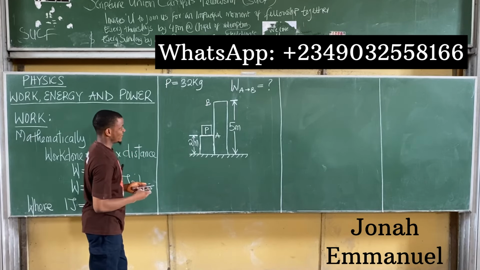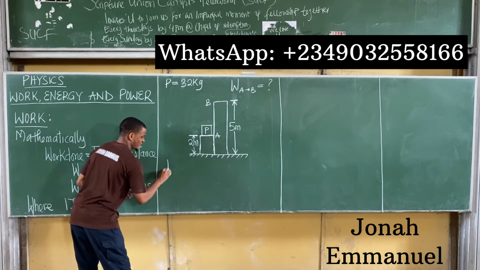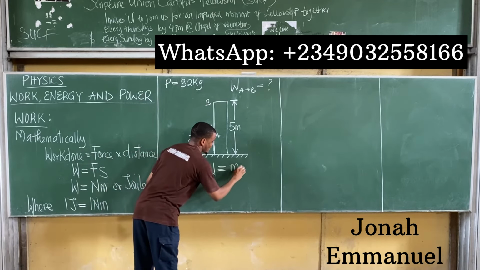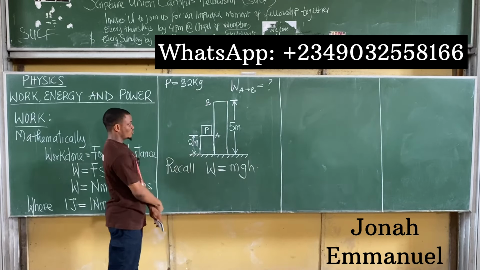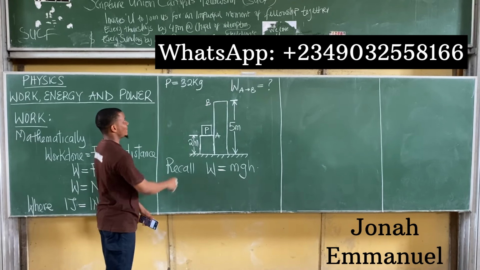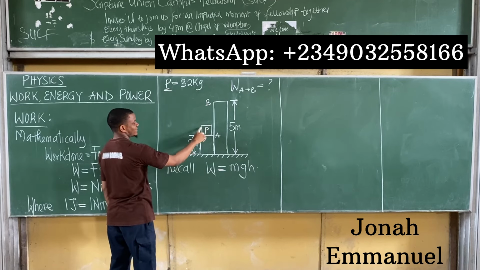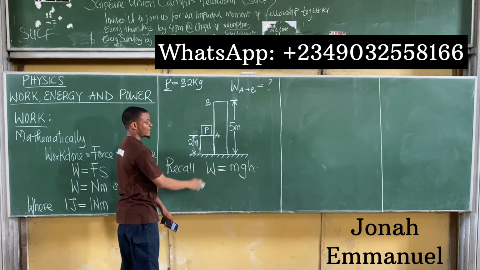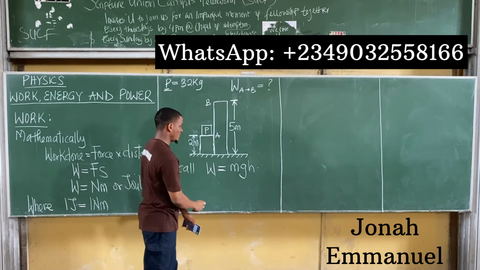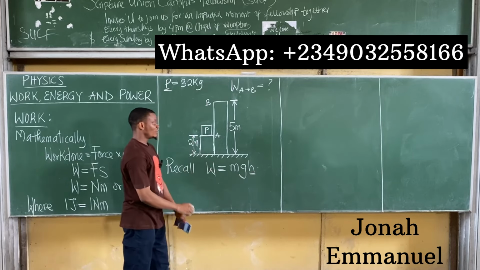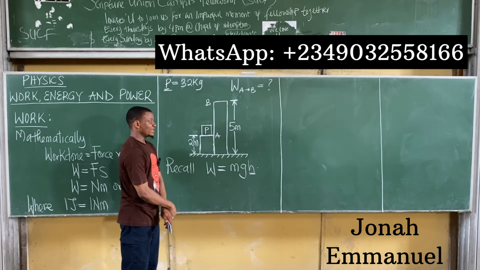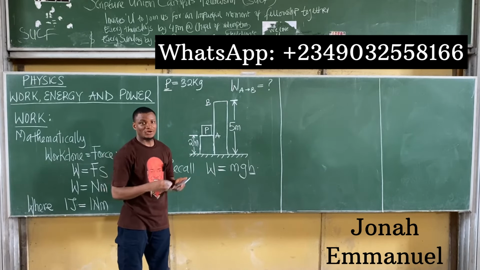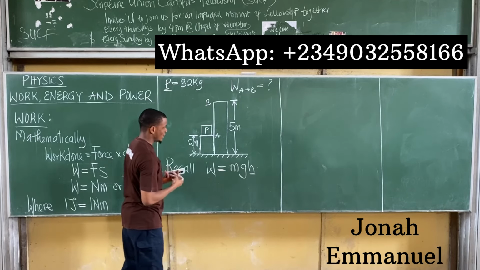So what do we do? First is first, recall that work done, W, is equal to mass times gravity times height. So the question now is, what do I have here? I have my mass, the mass of P. This is an object, P. The mass of P is about 32 kilograms. So mass is given. Gravity is a constant, 9.8, so that's not a problem. The question now is, what height will I use here? Because if I look at this, there are two heights here: a height of 2 meters and a height of 5 meters. So which of the heights do I use here?